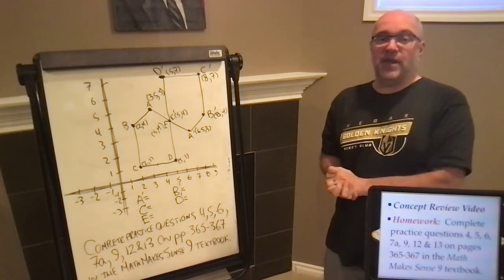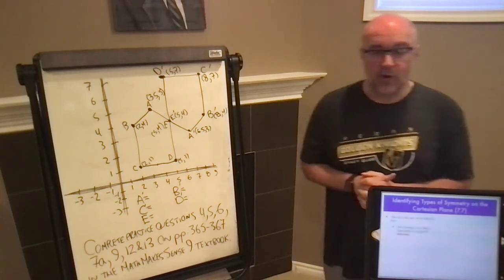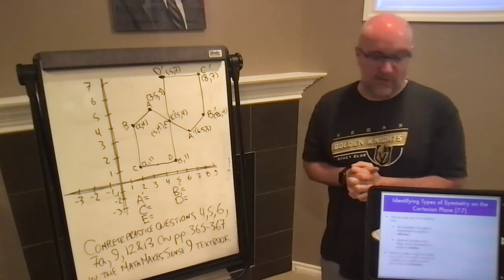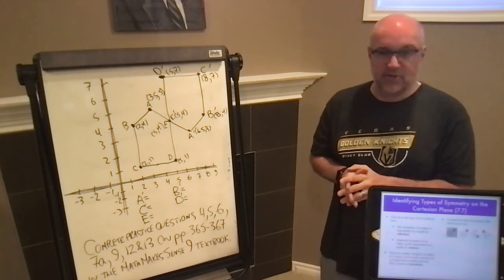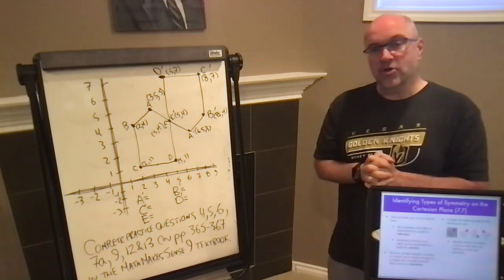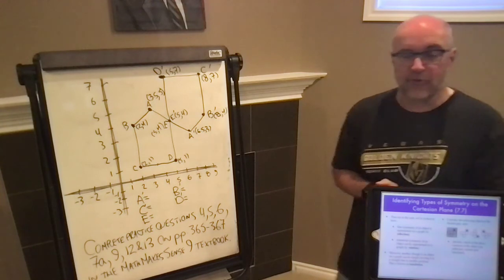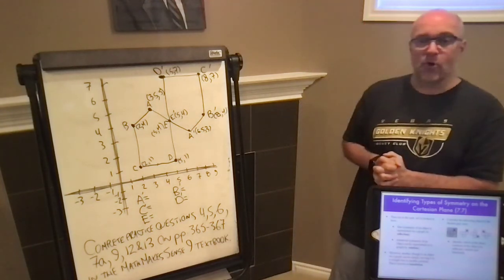That's it, folks. And you know what? The good thing about the next video is it is, in fact, the last video for this unit. We're going to be covering 7.7 next time, which is identifying types of symmetry on Cartesian planes, which is basically a fancy way of doing more of what we're doing here with our graphing. Cartesian plane, just a fancy word for graph. So won't you join me for more graphing?